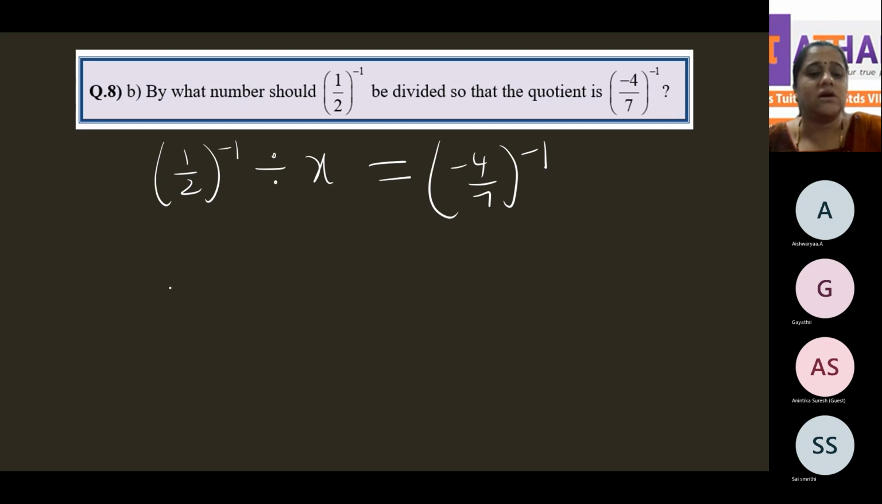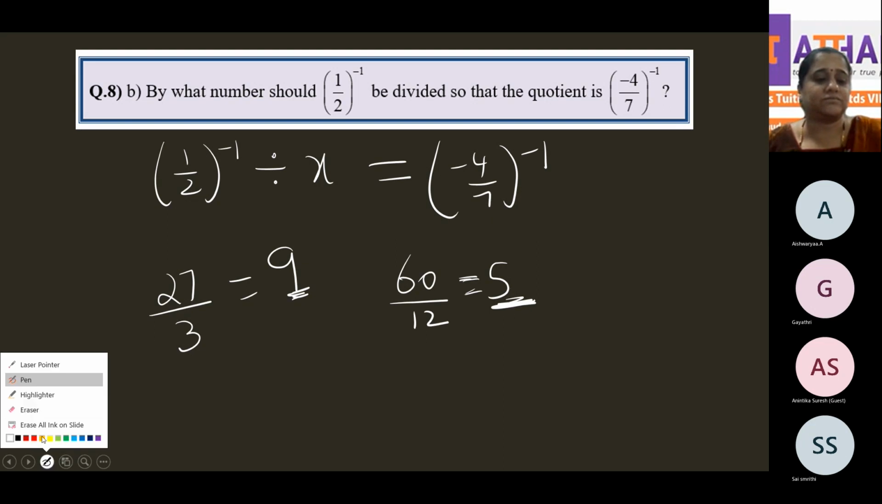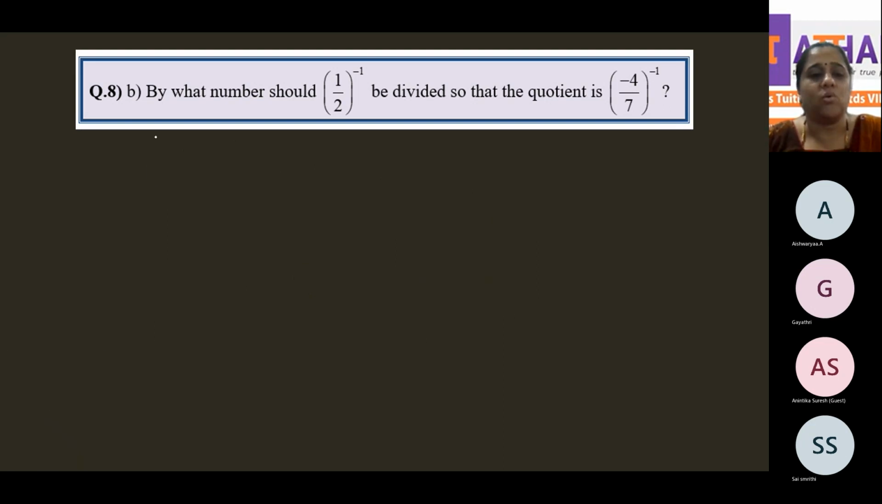See, when you divide 27 by 3, what is the quotient? 9. So you write the quotient here. When you divide 60 by 12, what is the quotient? 5. So 60 by 12 is equal to the quotient 5. This is how you write the equation. So (1/2) to the power minus 1 divided by what will give the quotient (-4/7) to the power minus 1.